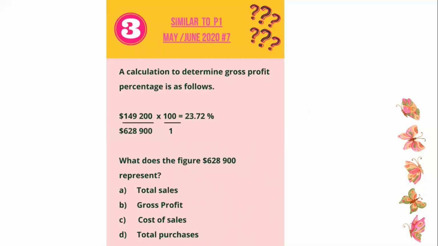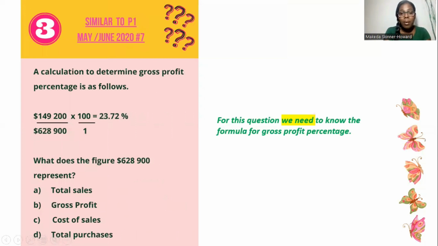And number 3, this was a really nice question, and I love how they brought this question because it was not the regular run-of-the-mill. They did not ask us to prepare or to calculate gross profit percent. They gave us the figures, they gave us the working, and we had to now tell them what a particular figure represents. So they want to know, what does the figure 628,900 represent?